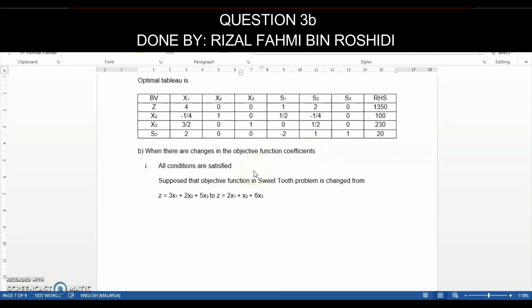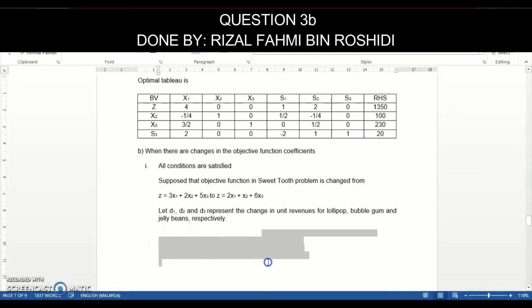So we're going to take a look at the first condition when all conditions are satisfied. From the LP problem that we have created, we suppose that the objective function in sweet tooth problem is changed from Z equals to 3x1 plus 2x2 plus 5x3 to Z equals to 2x1 plus x2 plus 6x3. As you can see here, the revenue is changed for each type of candy. So first we're going to let D1, D2 and D3 represent the change in unit revenues for lollipop, bubblegum and jelly beans respectively.